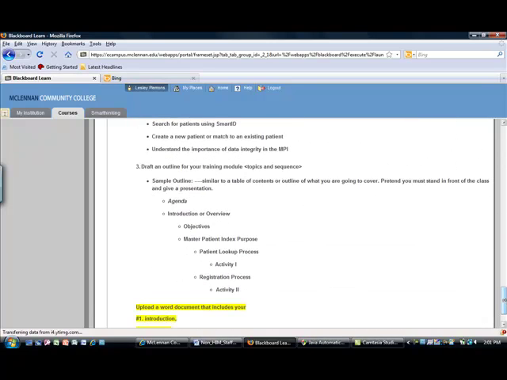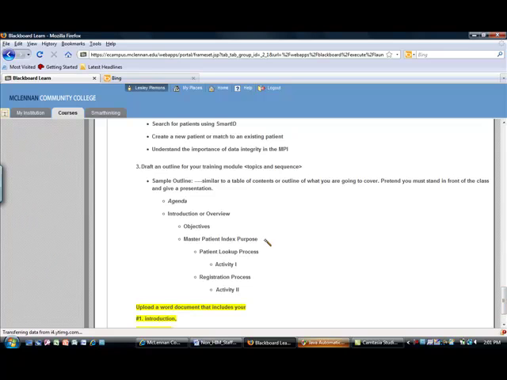You're also going to have an outline of your training module. So for instance, what are we going to do first? If you're standing in front of a crowd presenting, you're going to give them an agenda. What are we going to do today? What are we going to do for the next two hours? Give them an introduction. Give them the objectives. The objectives for today are for you to learn how to log into the system and register a new patient.